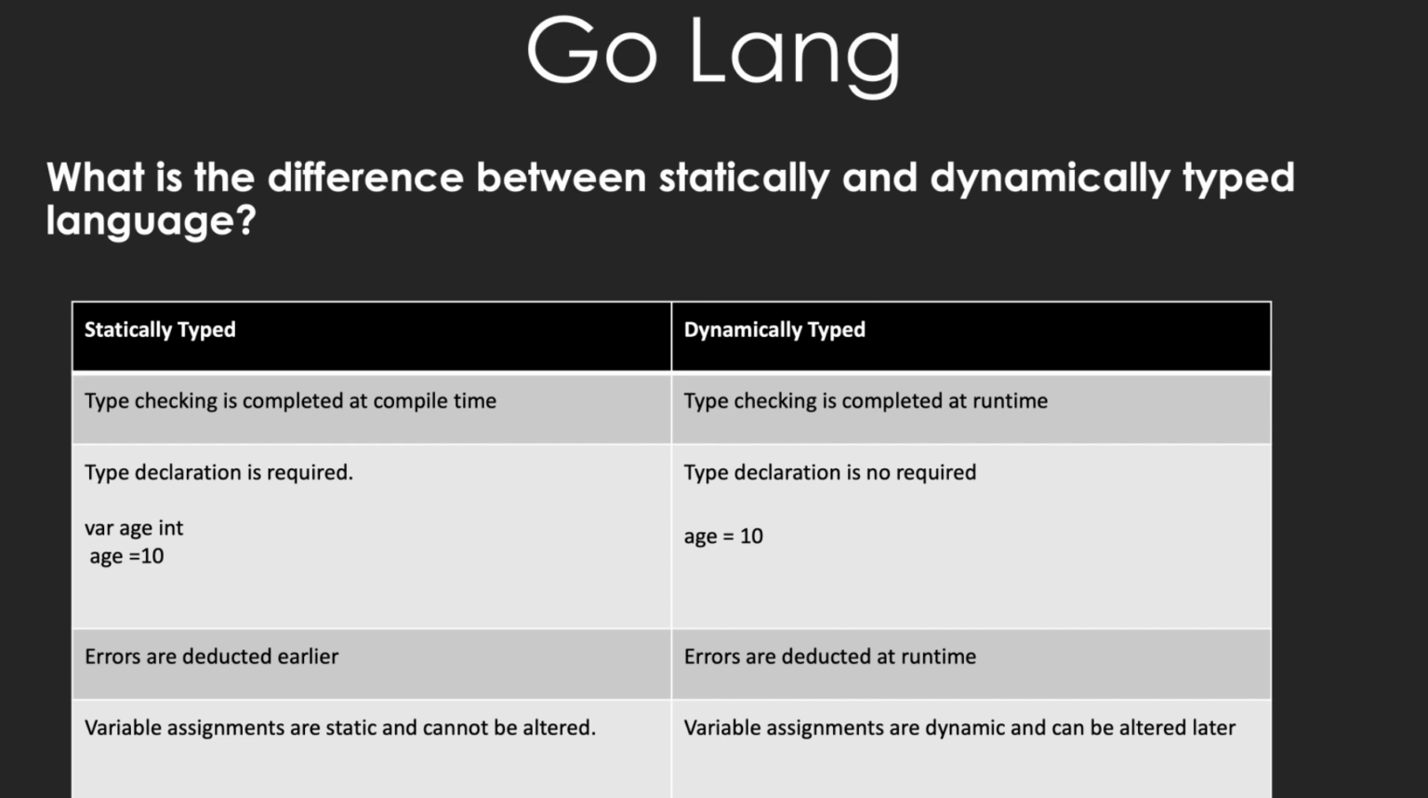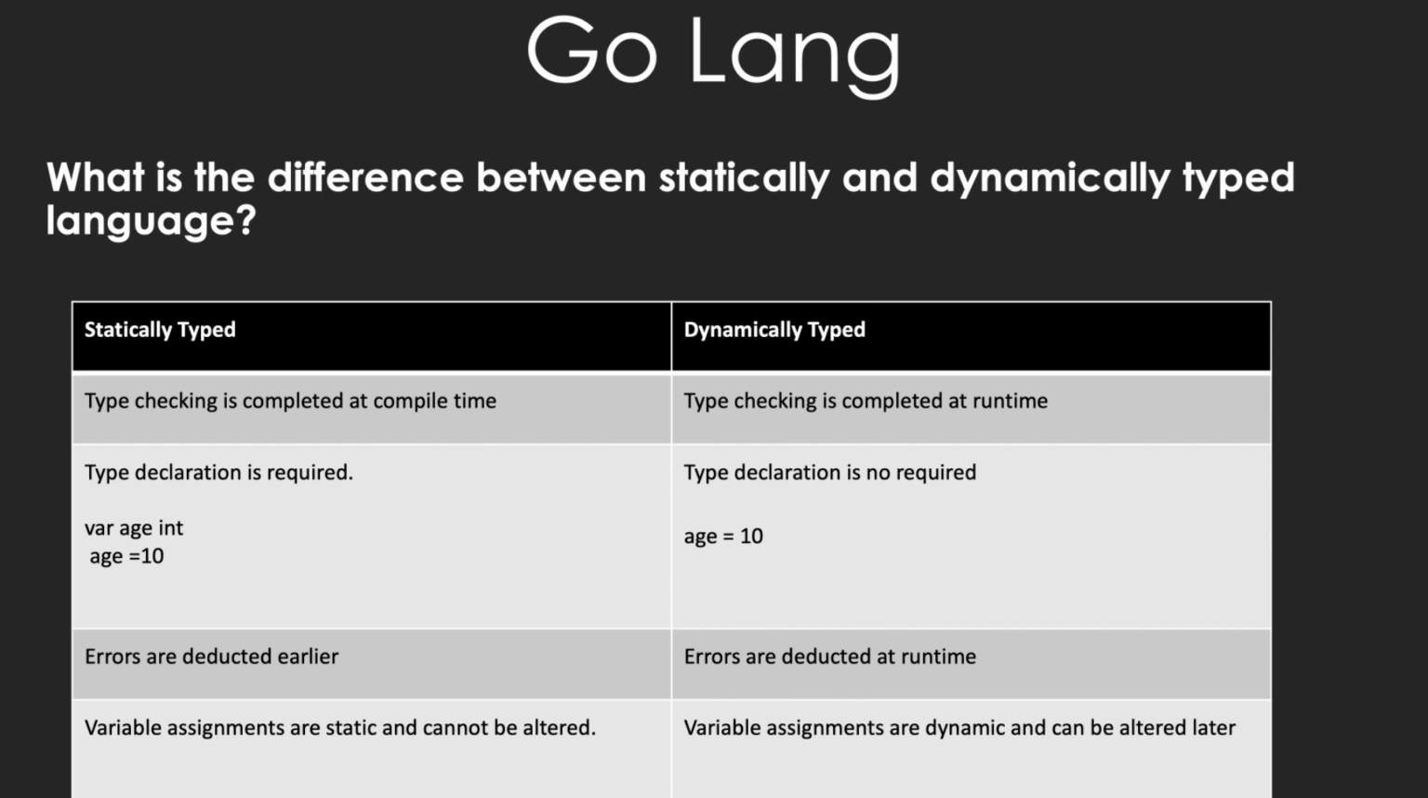In statically typed languages, type checking is completed at compile time, but in dynamically typed languages, type checking is completed at runtime. Type declaration is required in statically typed languages, whereas in dynamically typed languages, type declaration is not required. It is not mandatory. And in statically typed languages, errors are detected earlier, during compile time, but in dynamically typed languages, errors are detected only at runtime.